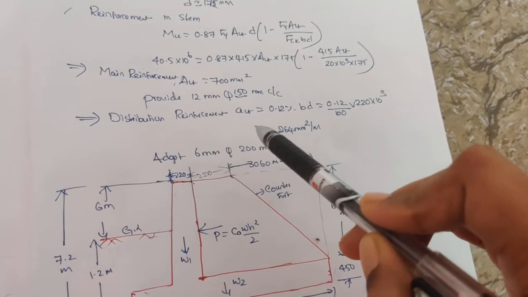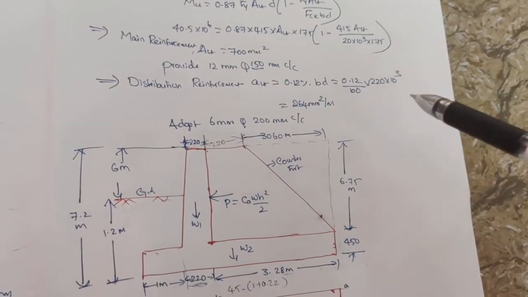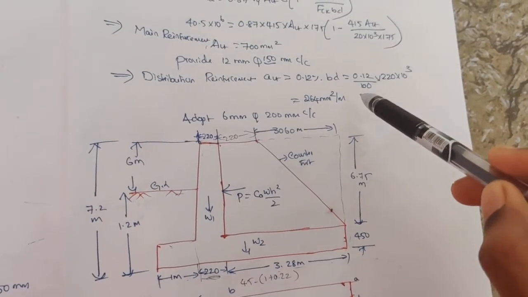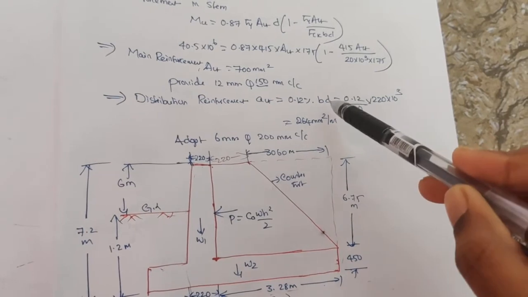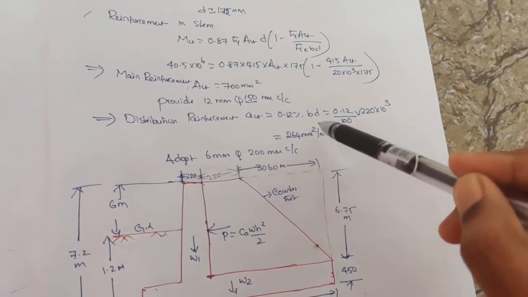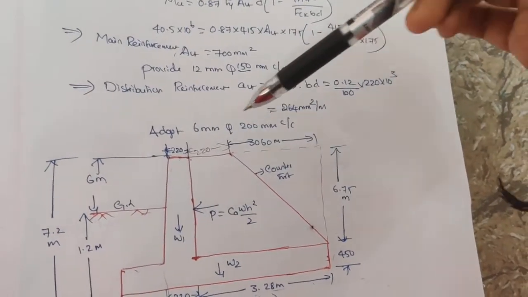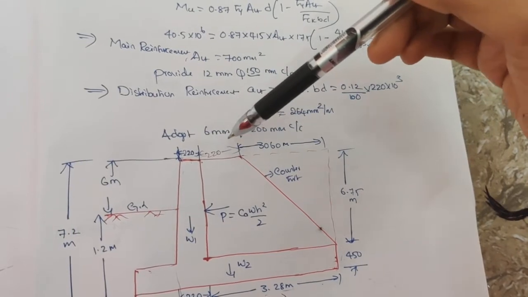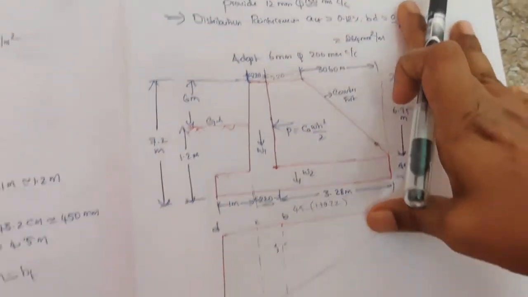For the distribution reinforcement, small AST is equal to 0.12% into gross sectional area. For this one, 0.12 by 100 into B, 10 cube, and D, here they are taking as the thickness 220. So you are getting 264 mm square per meter. So adopting the minimum diameter, 6 mm diameter with 200 mm center to center spacing.